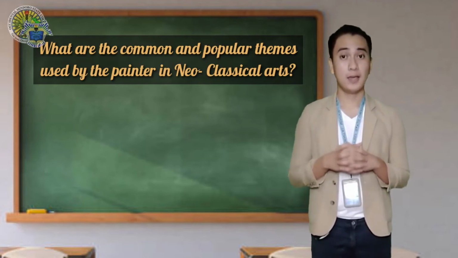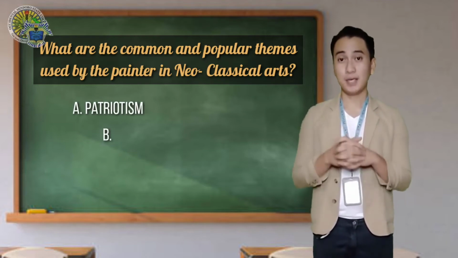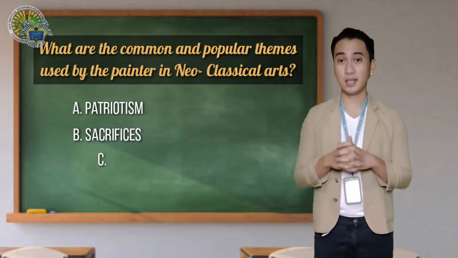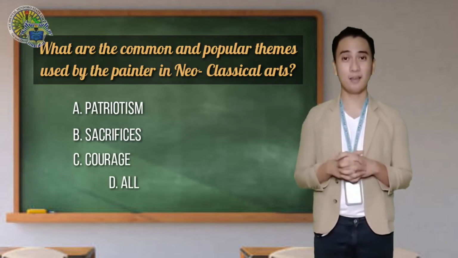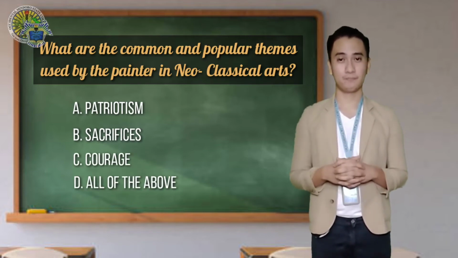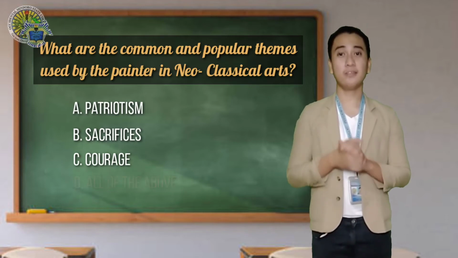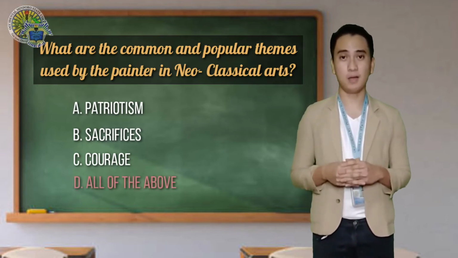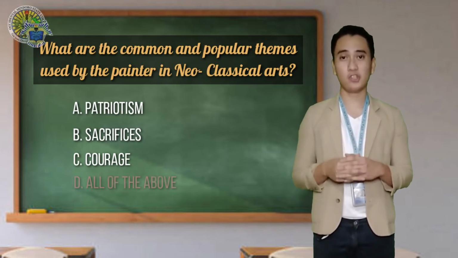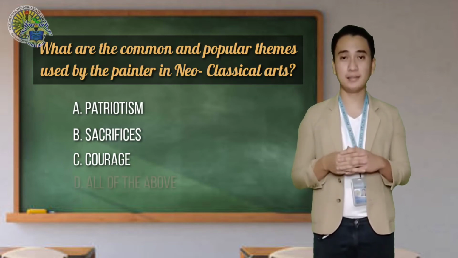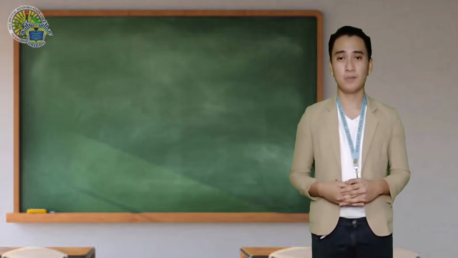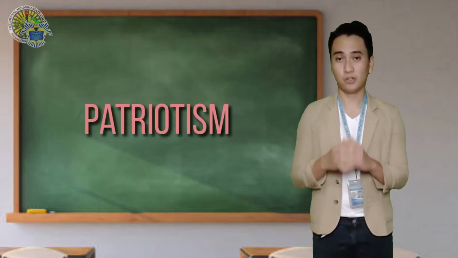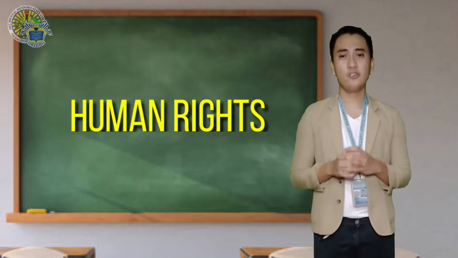Is it about A. Patriotism, B. Sacrifices, C. Courage, or D. All of the above? If your answer is D, you get the correct answer. Emotional subjects like patriotism, sacrifice, and courage are the themes used in the painting during the said period. Common themes include patriotism, honor, and human rights.